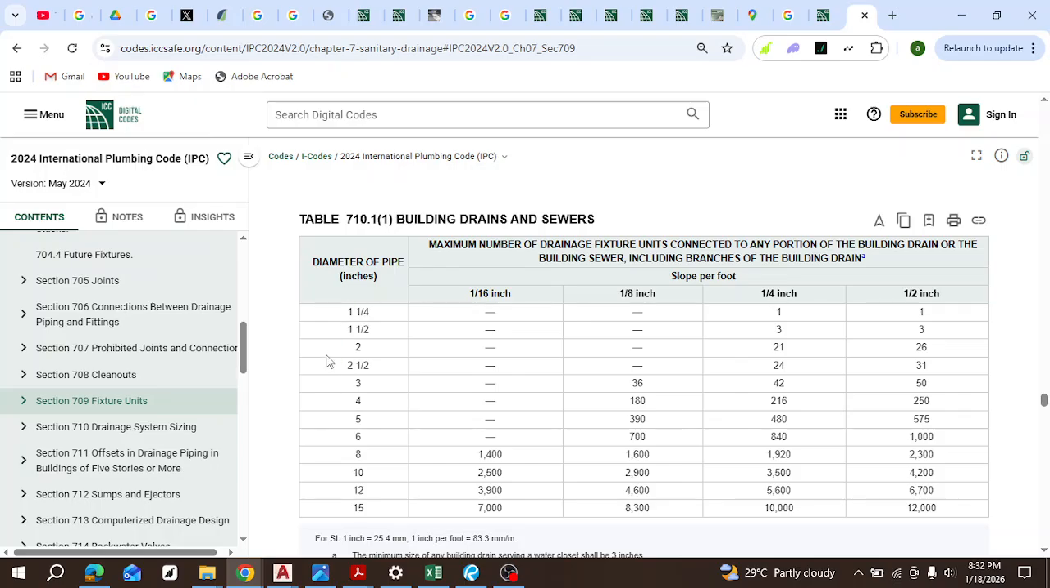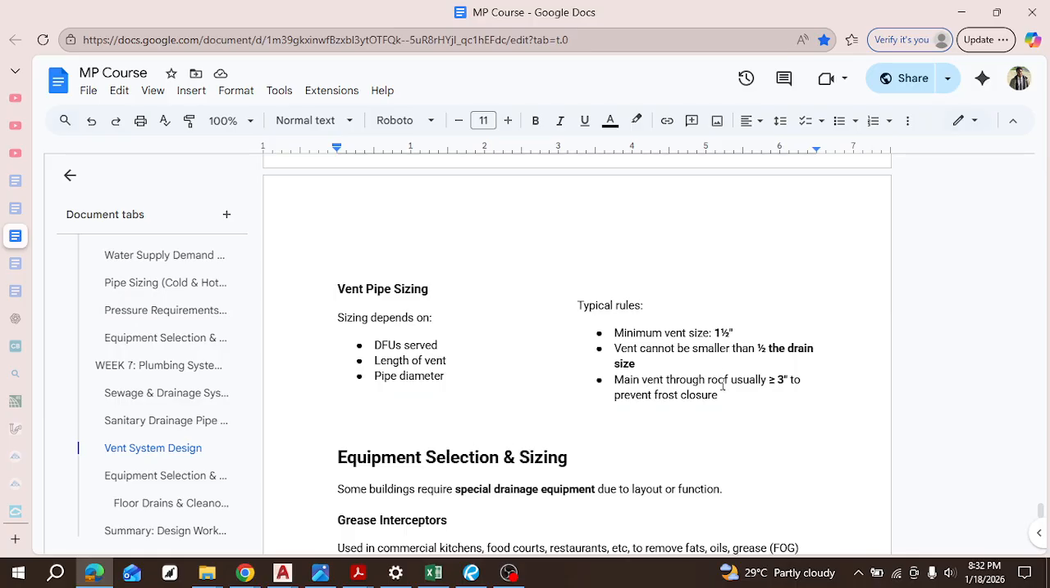So if you want to attach a vent pipe based on the size of the selected pipe, you just select a vent that is around either the same size as that pipe or slightly smaller, by like half an inch, which is this, for example. So you have a 3 inch drainage pipe, and then a 2.5 inch vent pipe, right? Now the main vent through roof is usually at least 3. So to be on the safe side, 3 is like a standard size for vent pipes, right?